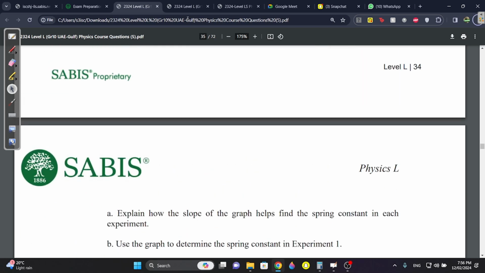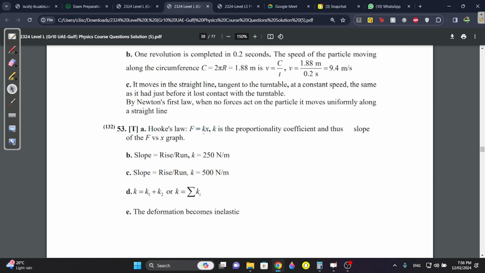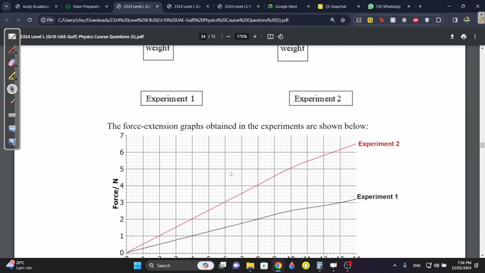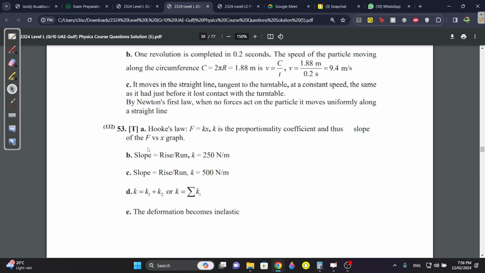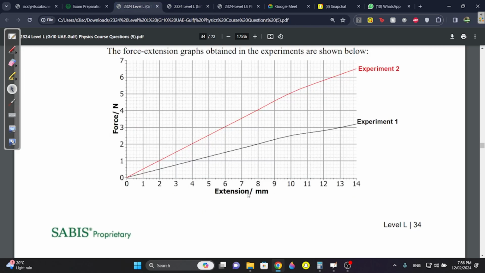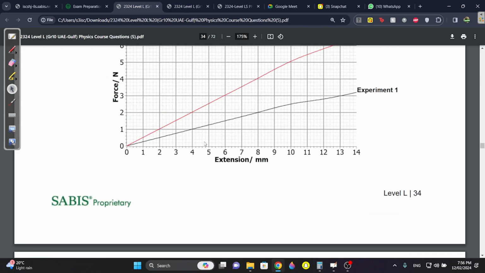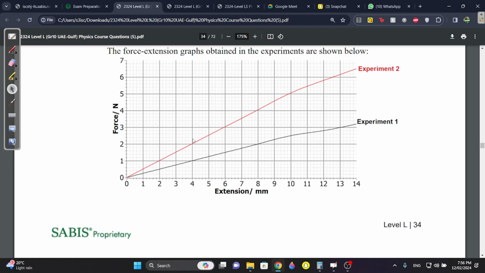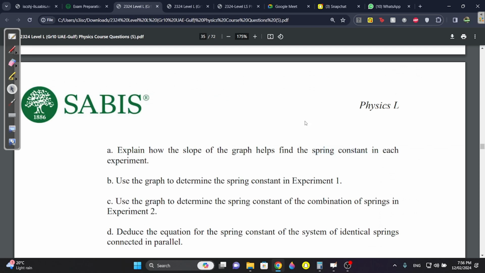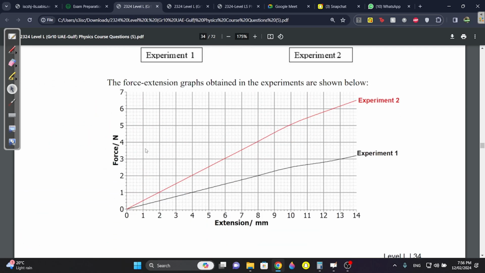The answer they put is they said Hooke's law. Hooke's law is F equals K delta L. I don't know why they say X. If you put K delta L, that's correct. Just say because it's Hooke's law and Hooke's law is F equals K delta L. So just say the K is the slope of the F-L graph or whatever this graph is. Just say that the graph helps you find K because the slope is the constant. It helps you find the spring constant because the slope is the constant.